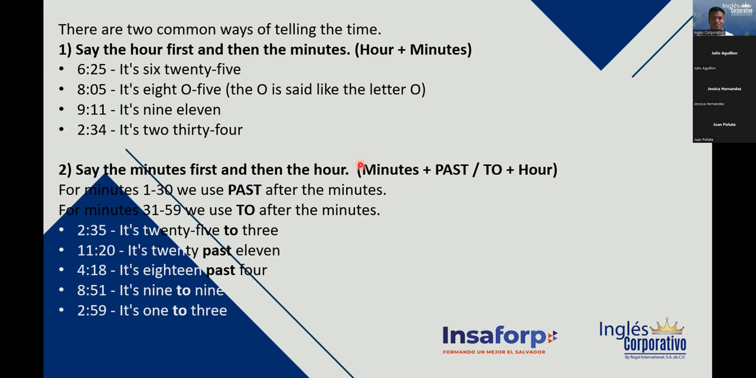¿Qué significa esto? Si cuando yo utilice past, yo voy a decir los minutos y luego past y luego la hora. For example, and then cuando yo utilice to, voy a decir los minutos, and then la hora. Example, 2:35. ¿Cómo diría 2:35 en la primera forma? Can someone tell me?